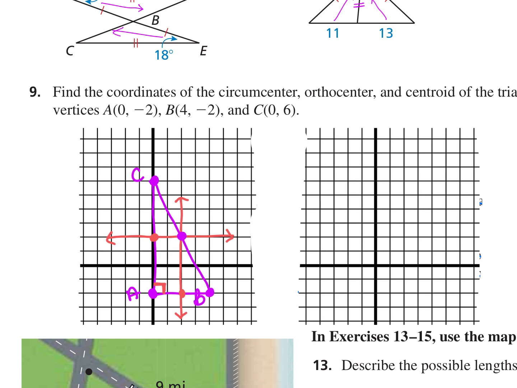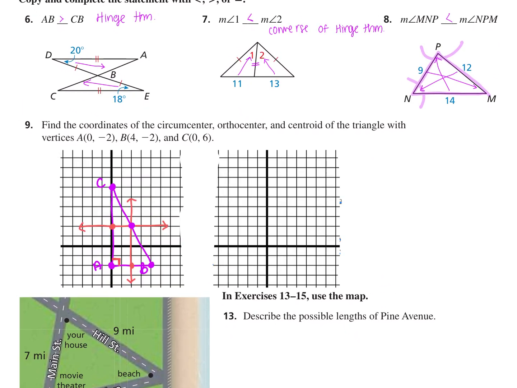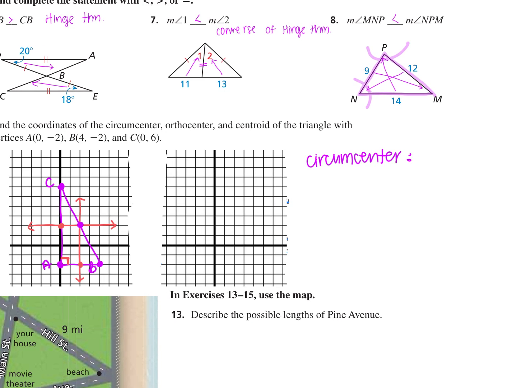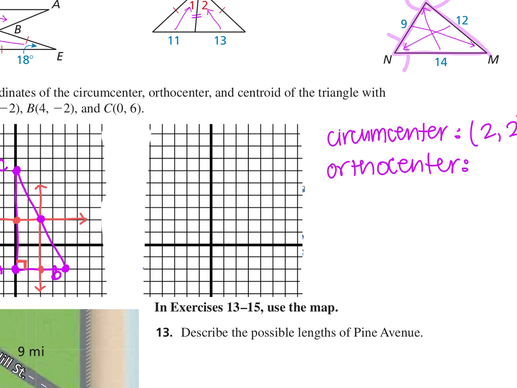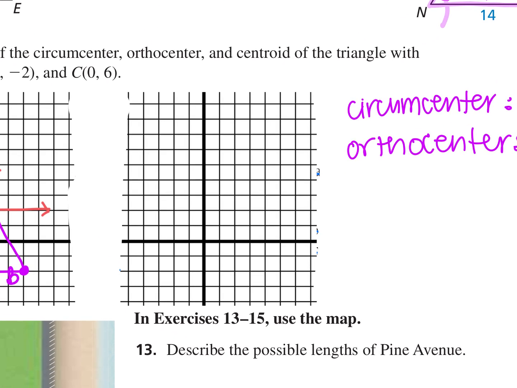And then I can go ahead and write my answer. Circumcenter is at 2, 2. Now I have to go ahead and find my orthocenter. So I'm going to do the same thing. I'm going to go ahead and graph it.